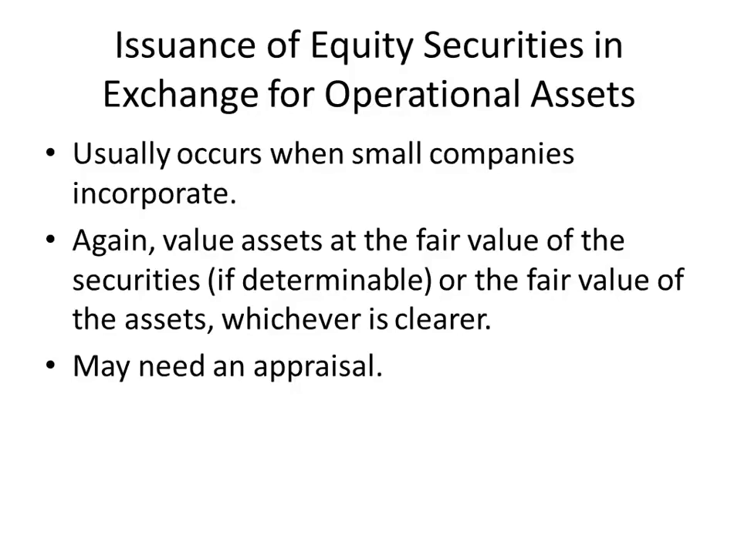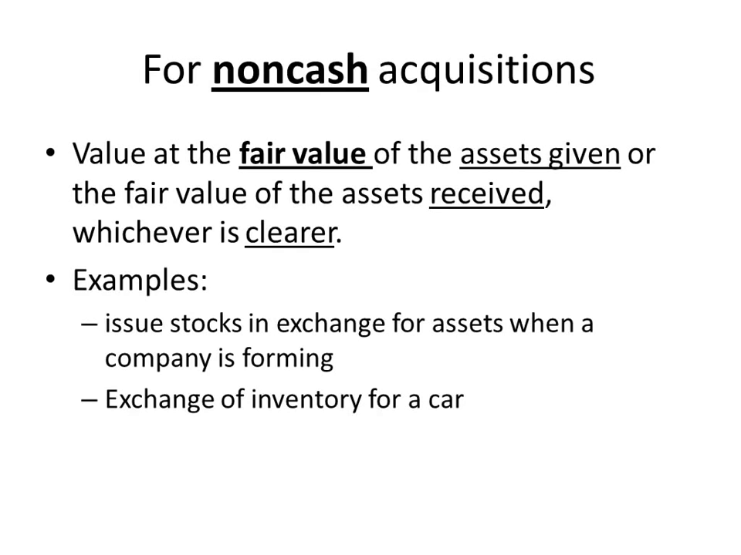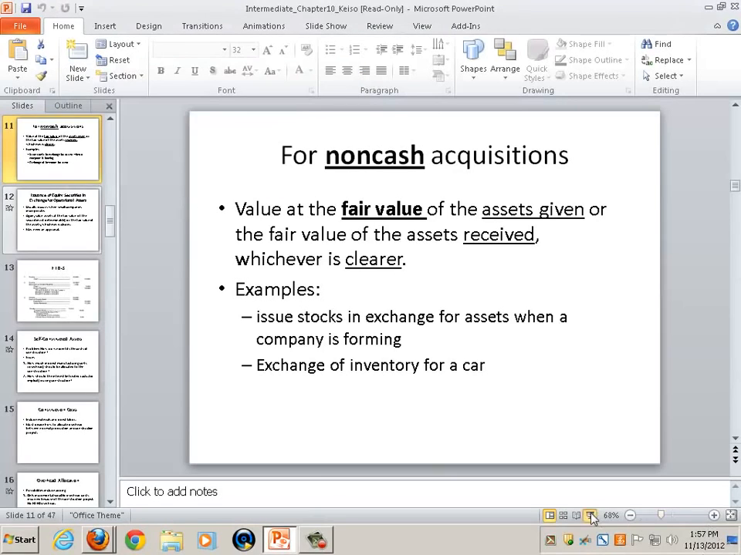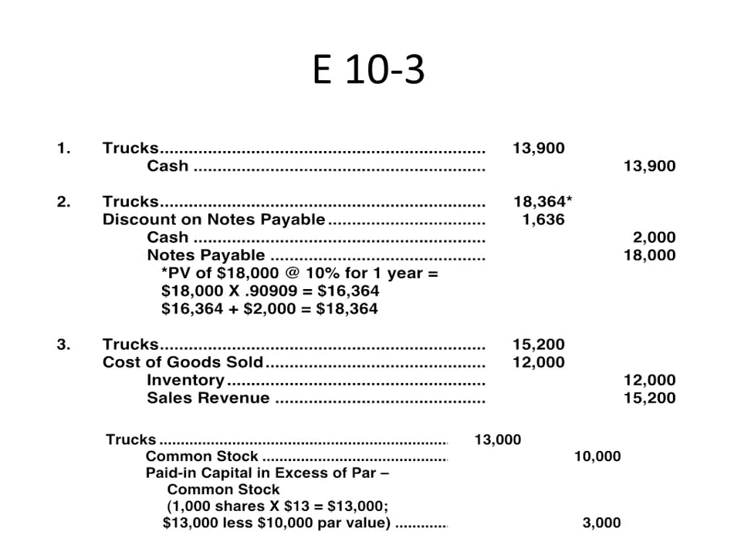So let's take a look. Exercise 10.3. Exercise 10.3 is just going to walk us through the purchase of some equipment that's purchased in different ways, and we have to figure out how to record that. How do we journalize these purchases? Okay, so E10.3, exercise 10.3. The first one is pretty simple. It's just what the consideration is that you exchange.